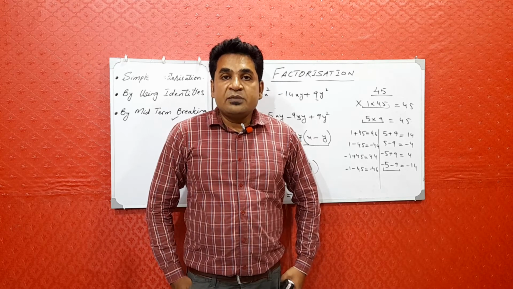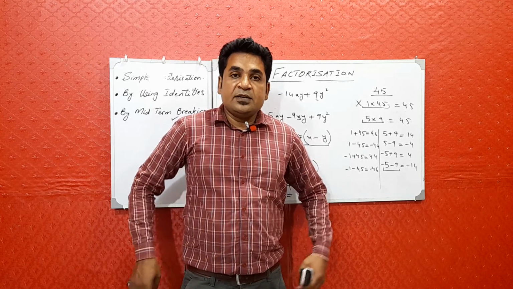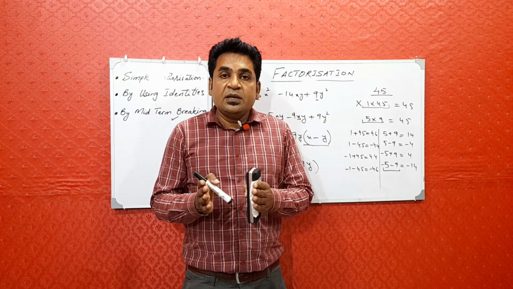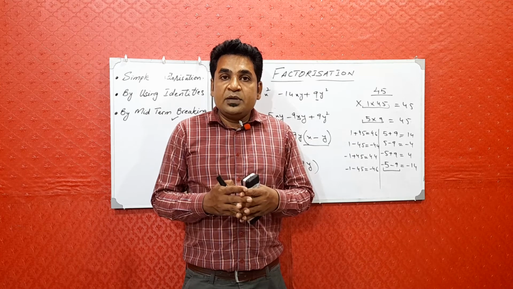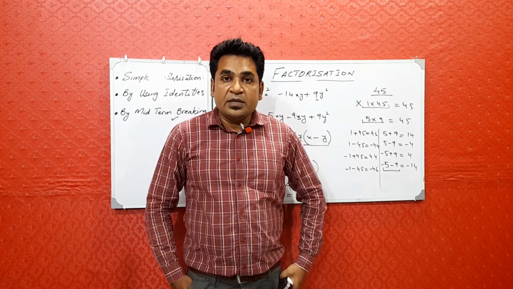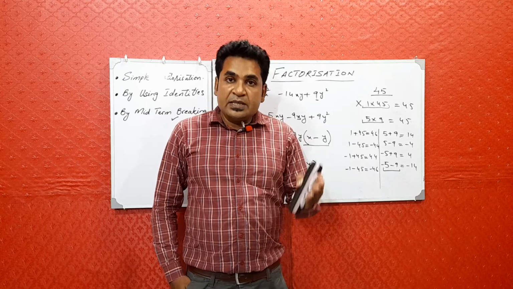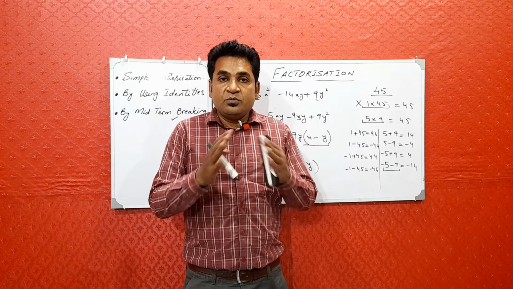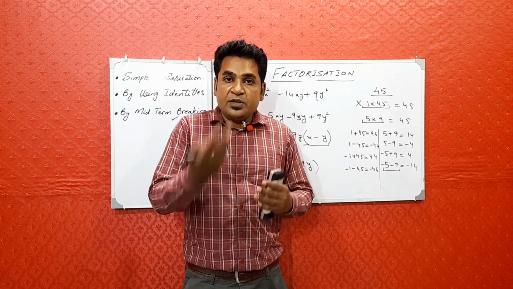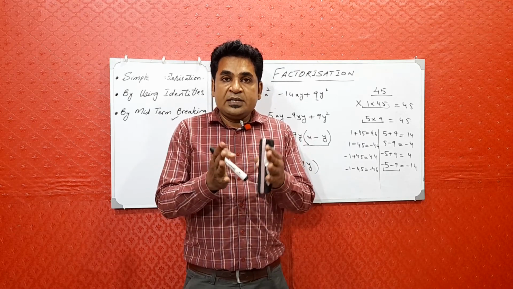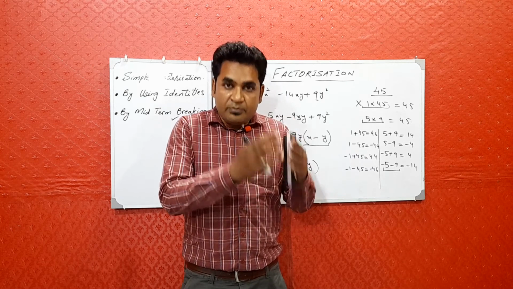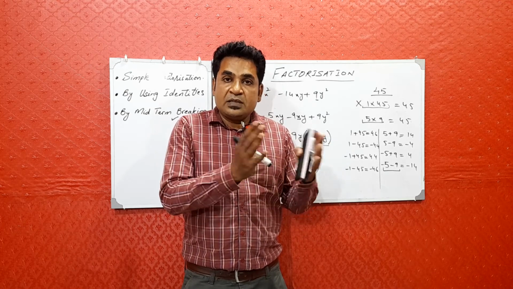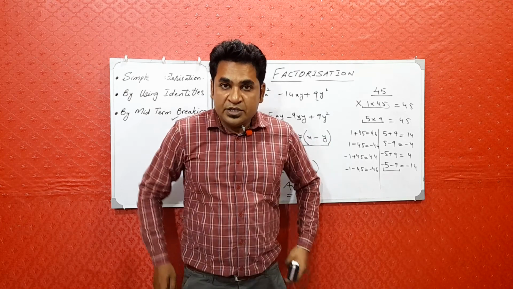And when you do midterm breaking, you have to keep in mind that you are supposed to multiply the coefficients of the last term and the first term with each other. Then you find the factors of the product. Then you break the midterm, and after this whole process, you make the groups, and there you have to achieve one objective: the expression written in the brackets must be the same, and after that you take that expression in the brackets common, and then you reach your final answer.